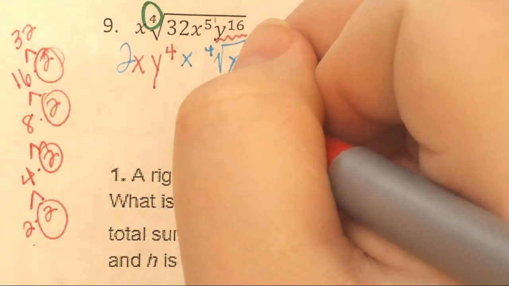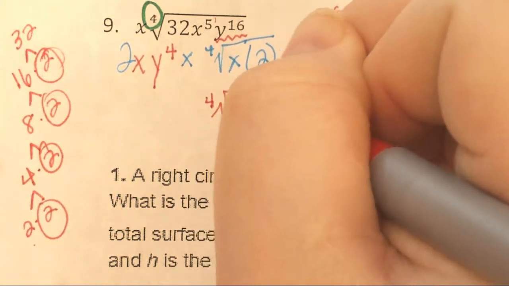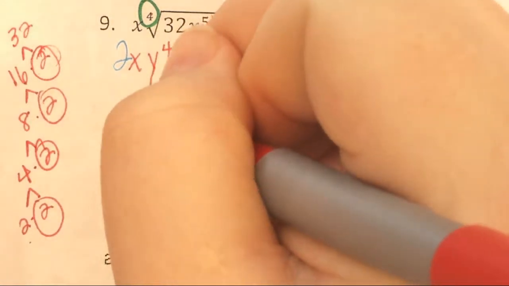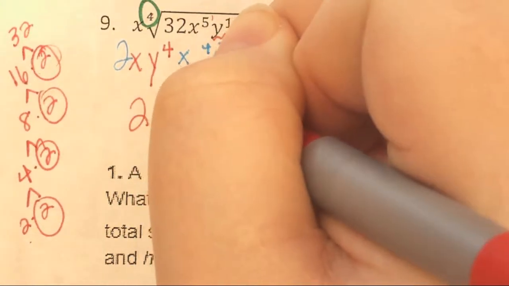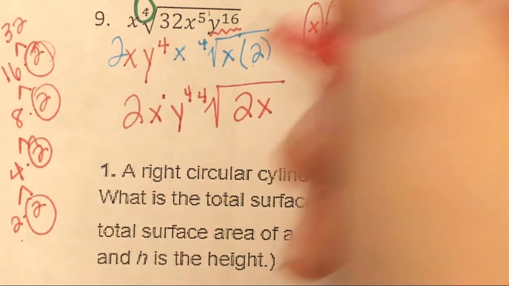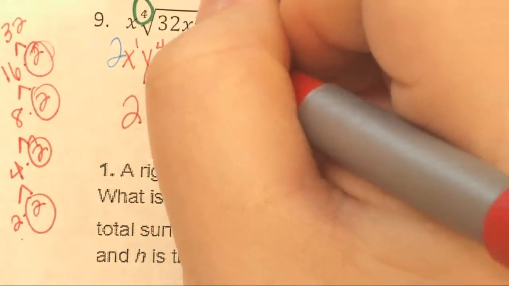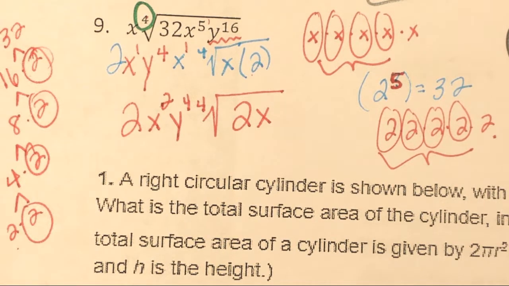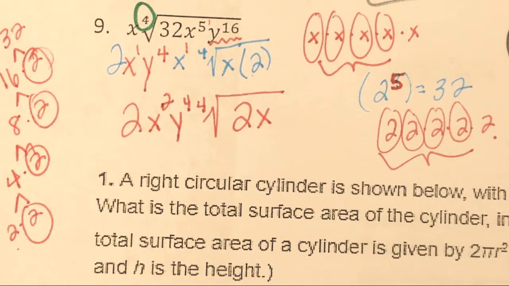So I know for sure it's the 4th root of 2x. I know there's a 2, an x, and a y to the 4th. What exponent should be on the x? Yes, and you can have a point. Because it's a 1 and a 1, and we put them together, it would be 2x squared. So my answer is 2x squared, y to the 4th, 4th root of 2x.